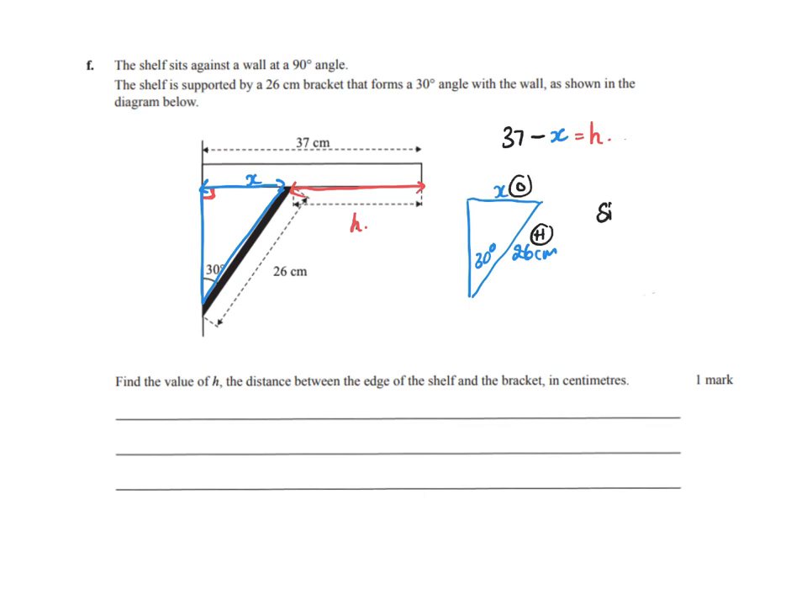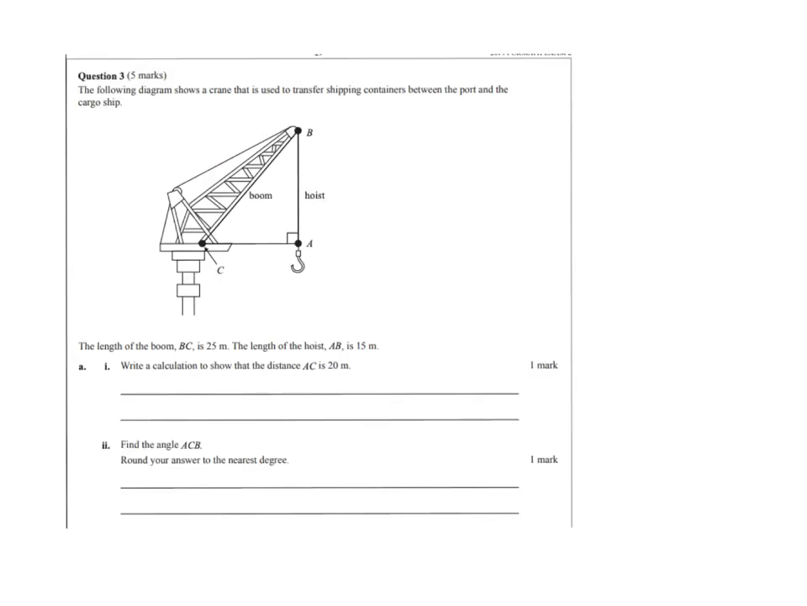So I'm going to say sine 30 equals X over 26. And so then you can use solve or whatever, and you'll find out what X is. Okay, so we get X equals 13. So we might say, therefore, 37 minus 13 equals H. So 24 centimeters equals H. So there's a question that you might get.